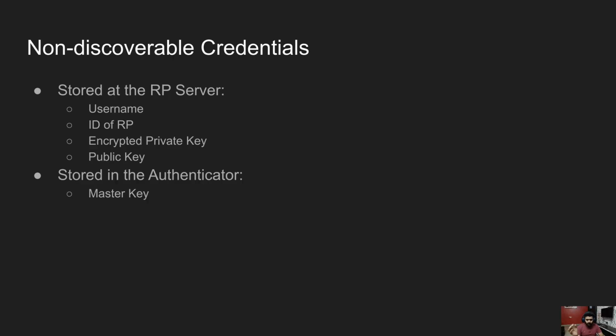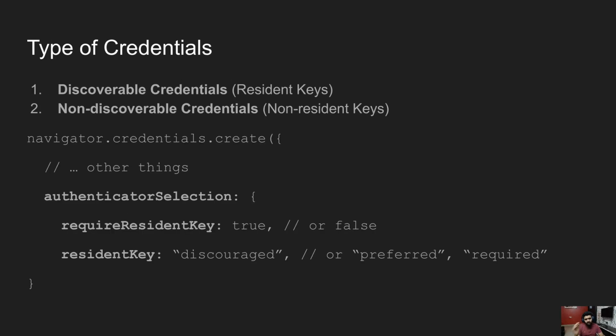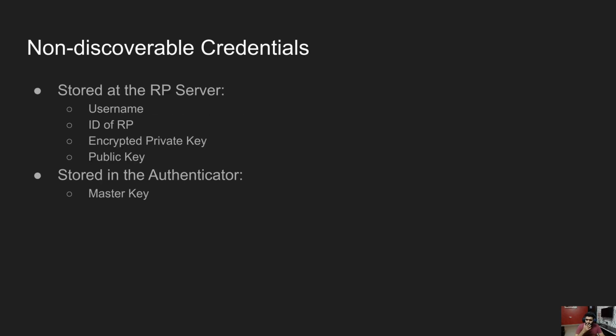So we have seen discoverable credentials. Whatever we have seen previously was discoverable credentials, because the private key and the credentials were stored in the authenticator. But for non-discoverable credentials, this information is stored at the RP server, like username, ID of the RP, encrypted private key and public key. Now, the important thing is the private key is encrypted when it is stored in the server. So even if someone is able to steal the encrypted private key or public key, they can't do any harm, because in order to decrypt the private key, the master key is stored in the authenticator.